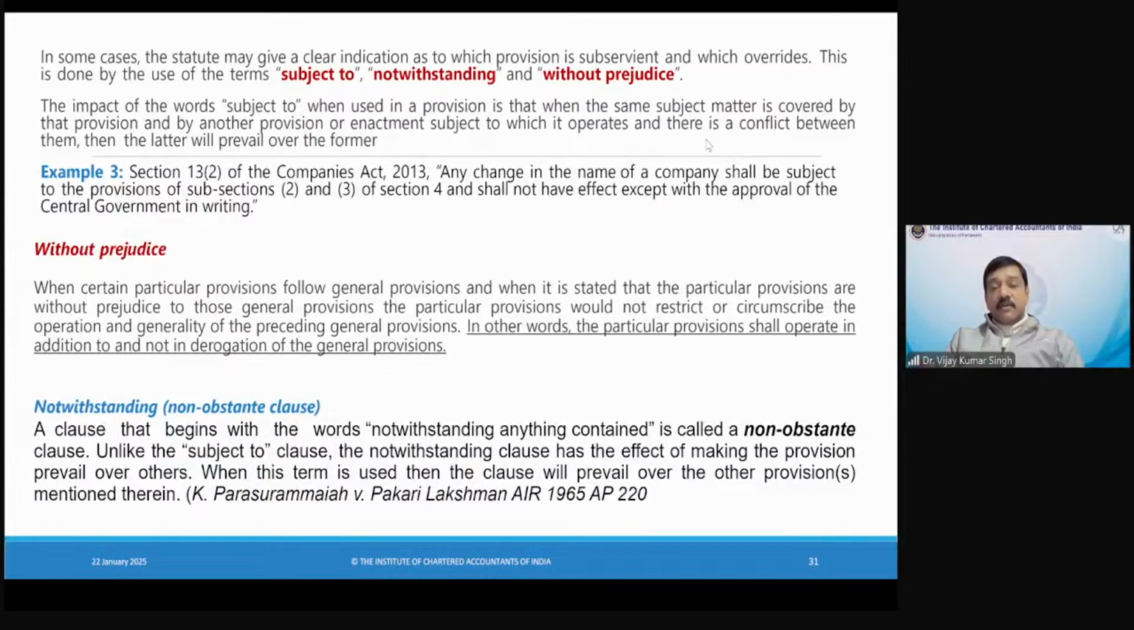Now, in your course material, they have also used these terms: subject to, notwithstanding, and without prejudice. But before I move into this, any questions so far? Any questions you people have? I'll be happy to answer.